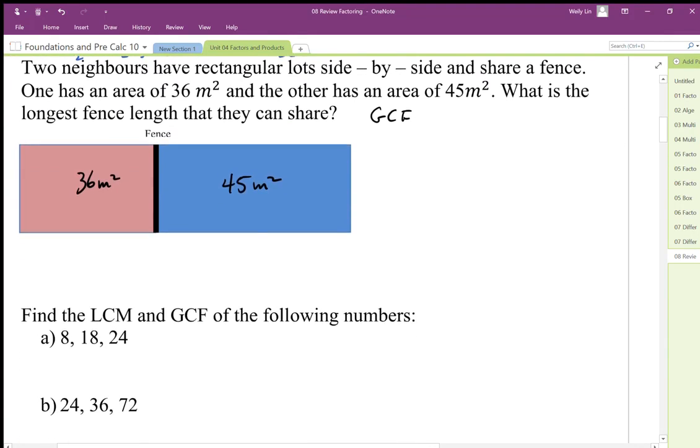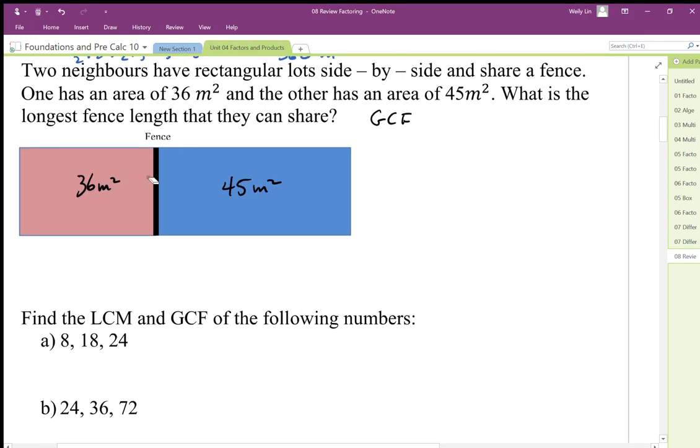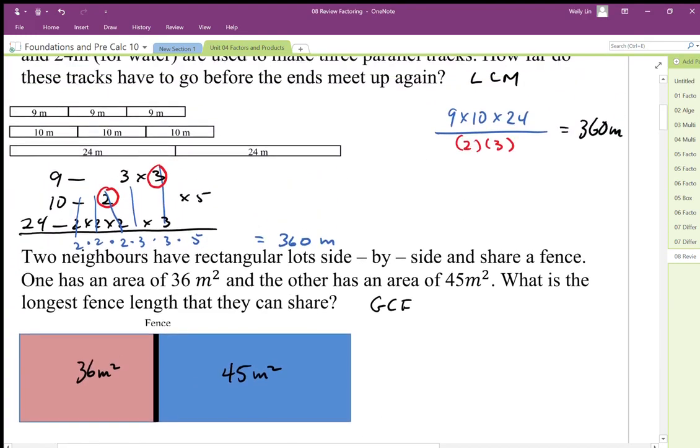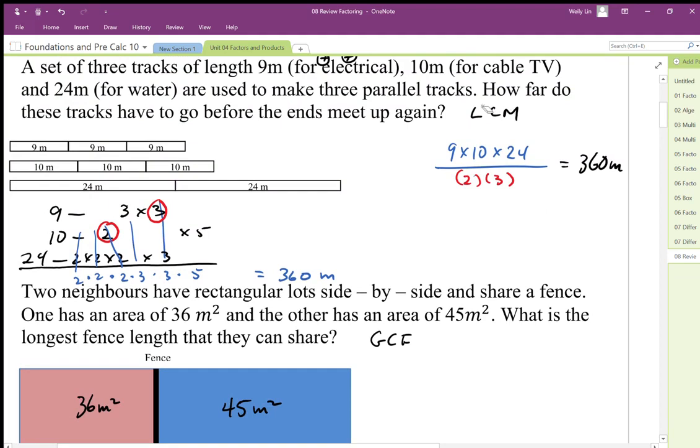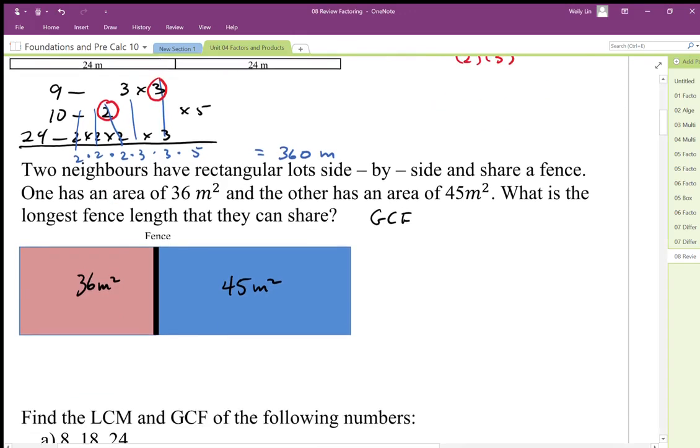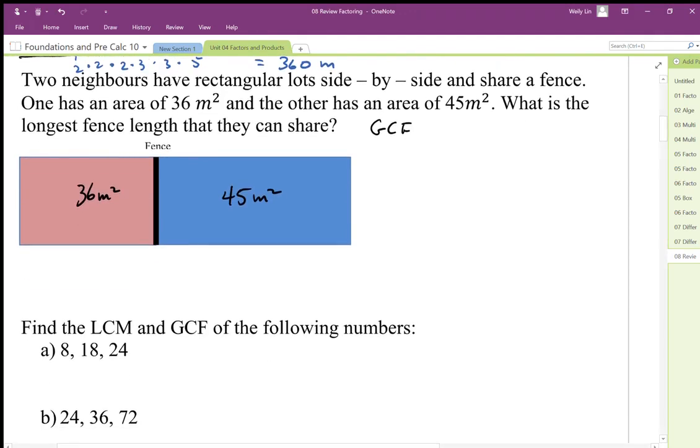So we're looking for the longest, the biggest small number. Here we're looking for the biggest, the lowest, smallest, big number. So that we're looking for the biggest small number here, where we break it up into pieces. Other one is the opposite. So what is the common side length that can be shared along this fence? We're looking for the biggest factor that these share.